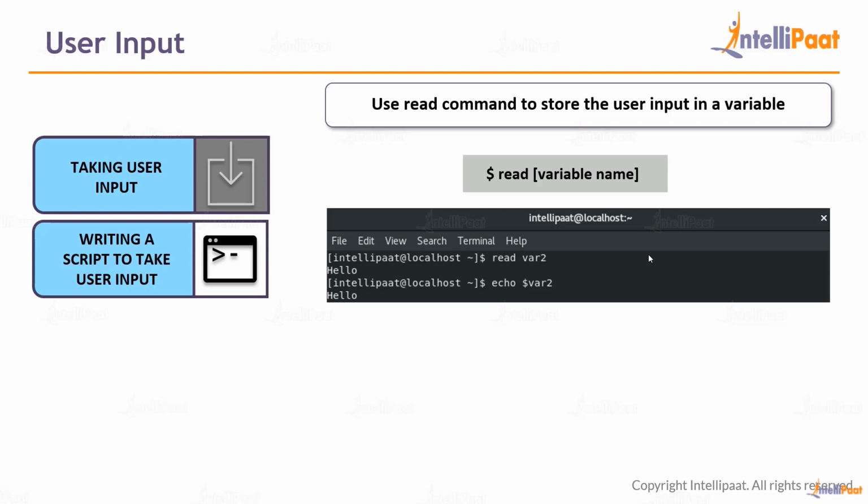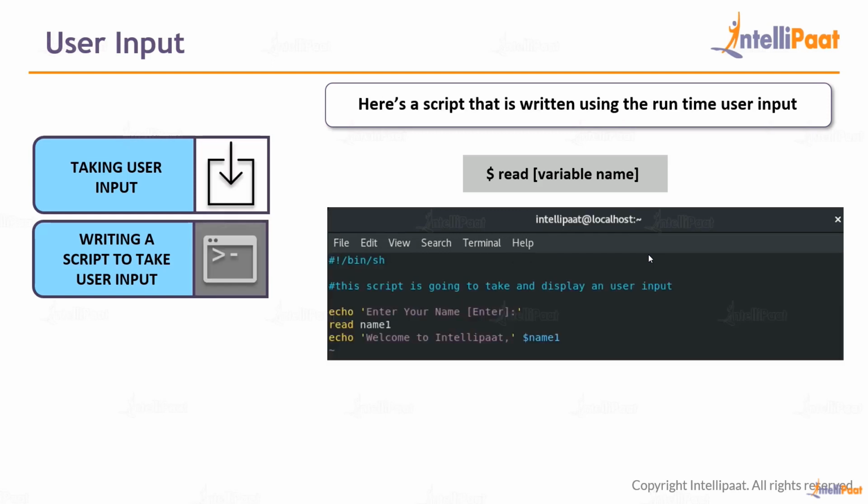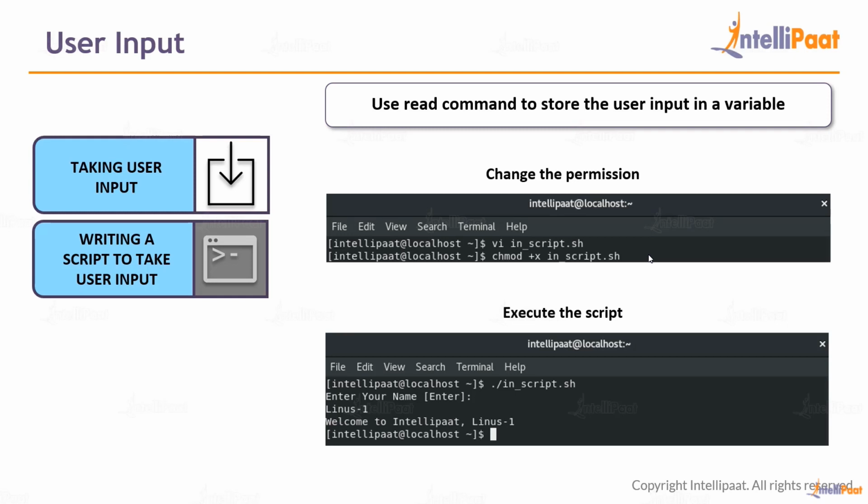Once it is stored, you can use that variable name and just do an echo of it, and it'll contain that particular data. So that's what you can see here. Now, writing a script to take user input. You can see here: echo enter your name, read name1, echo welcome to IntelliPaat, $name1. So this is how the script will look.